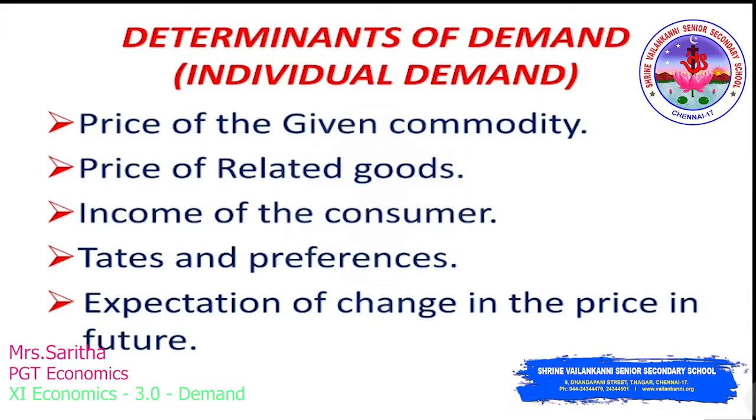The third one, income of the consumer. Demand for a commodity is also affected by income of the consumer. For example, suppose income of the consumer increases. As a result, the consumer reduces the consumption of toned milk and increases consumption of full cream milk. In this case, toned milk is an inferior good for the consumer, and full cream milk is a normal good.